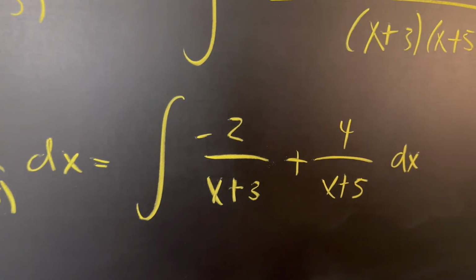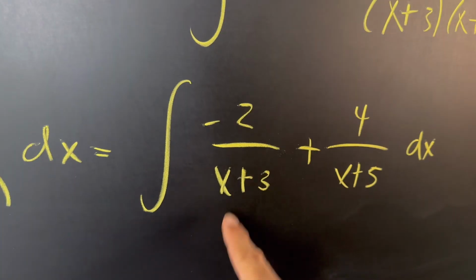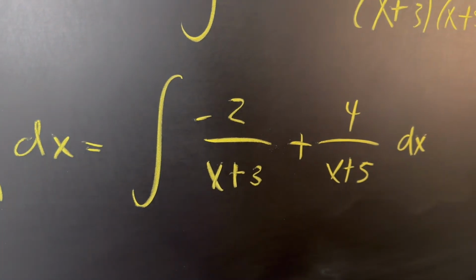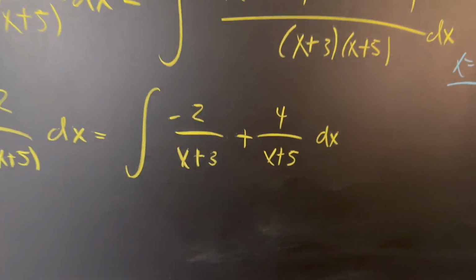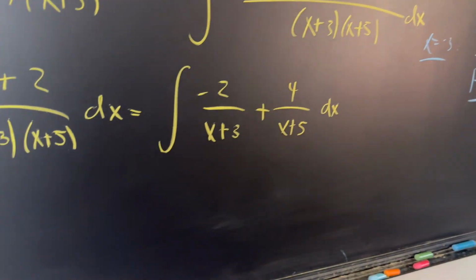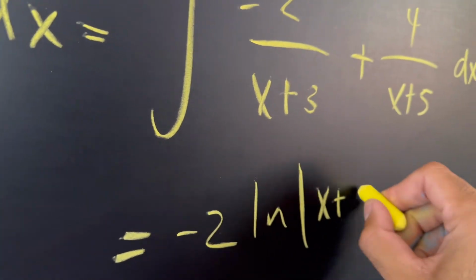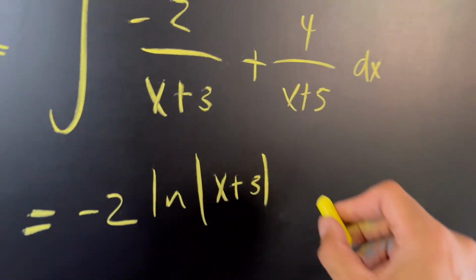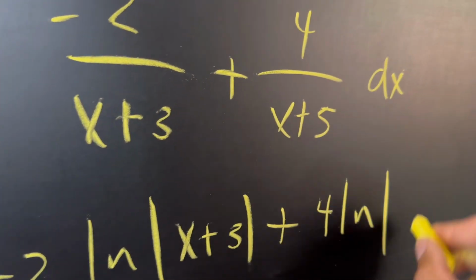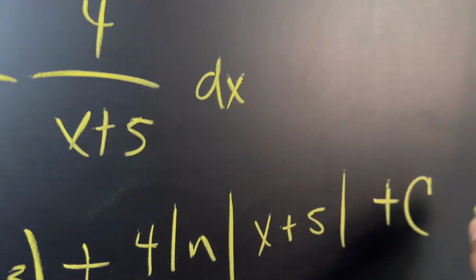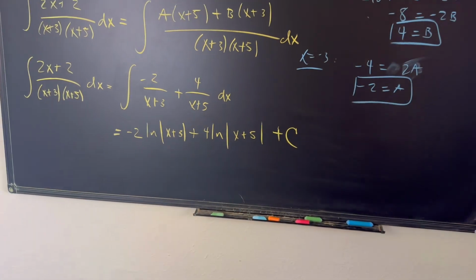You're essentially using u substitution where our u value is x plus 3, but our differential du will just be dx. So I'm hoping that in this case, you can understand how I'm going to rewrite this. This will become -2 natural log of the absolute value of x plus 3 plus 4 natural log of the absolute value of x plus 5. And now don't forget your plus C in this particular integral.